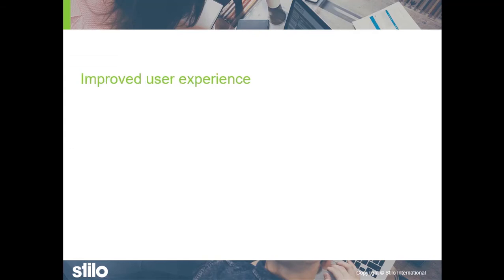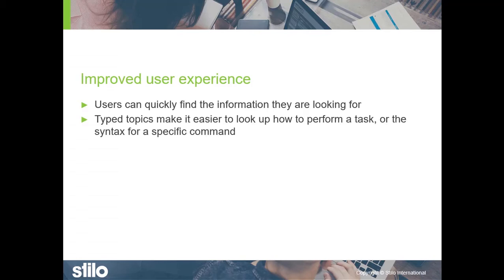And finally, you can also improve the user experience of your content from the advantages that you get with DITA. It can make it much easier for users to find the information that they're actually looking for without having to go through various different steps. Click here, click there to find what they're looking for. Type topics, for example, make it easier if you know that you need to perform a task. You just want the steps how to do something. You know to look in a task. Or if you want syntax for a specific command, you're going to be looking in a reference topic. So that makes it easier.